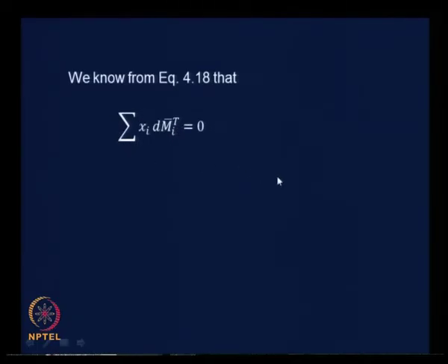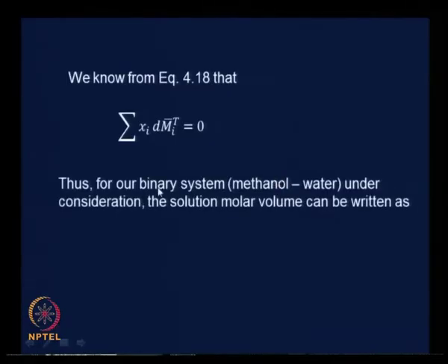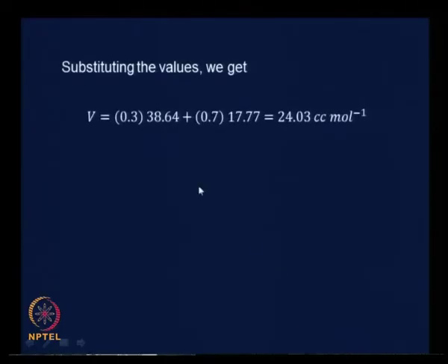This was given as the hint, and therefore for our binary system, in this case the methanol and water system, the solution molar volume can be written by expanding this. The molar volume of the solution is nothing but x1 V1 hash plus x2 V2 hash. I have just dropped the T's there for convenience, nothing else. We can take 1 to be either methanol and 2 to be water, or the other way. Let us see what I have taken here. We substitute the values. I have taken 1 as methanol and 2 as water.